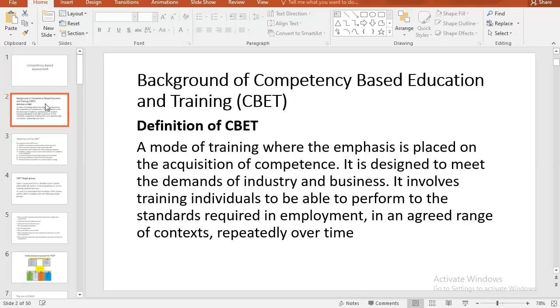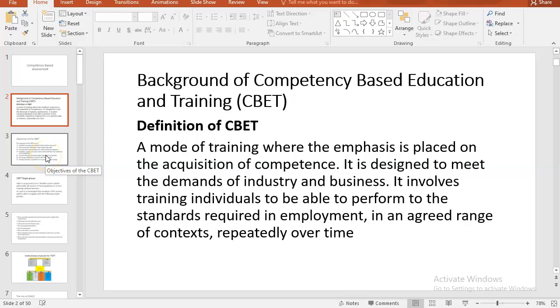The competency-based education and training refers to a mode of training where the emphasis is placed on the acquisition of competence. It is designed to meet the demands of industry and business. It involves training individuals to be able to perform to the standards required in employment in an agreed range of context repeatedly over time. In simple terms, CBET, that's the new curriculum, puts more emphasis on training the skills and the competence which is required in the job market or in the workplace.